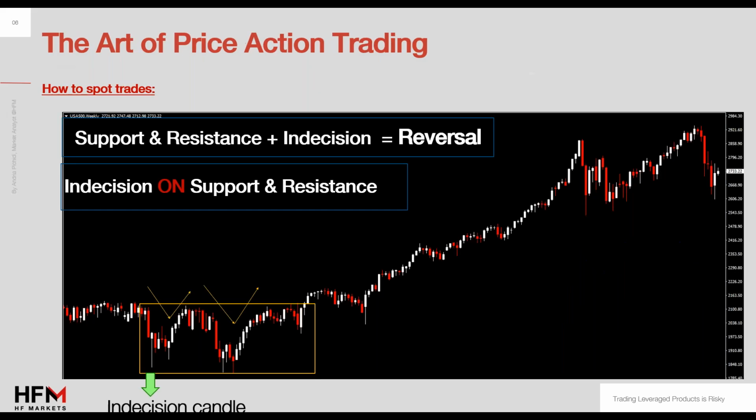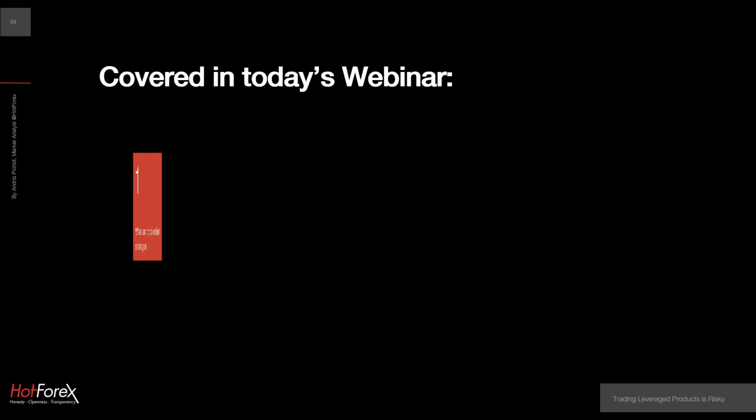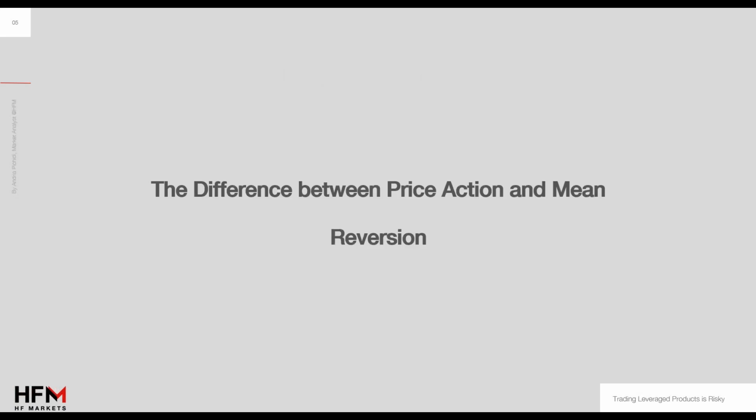So I'm going to go straight to today's second part of price action. Today we're going to see, once again, very briefly, what is price action, but mainly we're going to focus on the difference between price action and mean reversion. So we're going to see what mean reversion is as well, but I'm going to focus a bit on the strategies. Some very easy, straightforward price action strategies and some very easy, straightforward mean reversion strategies.